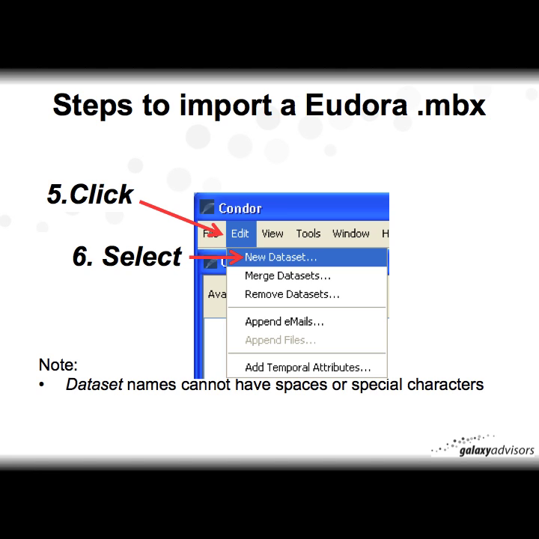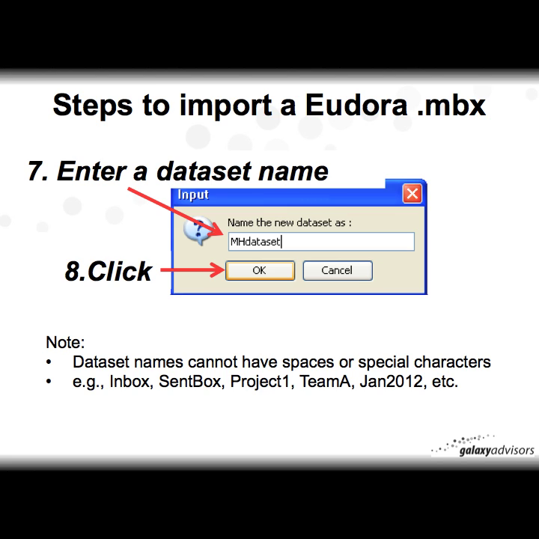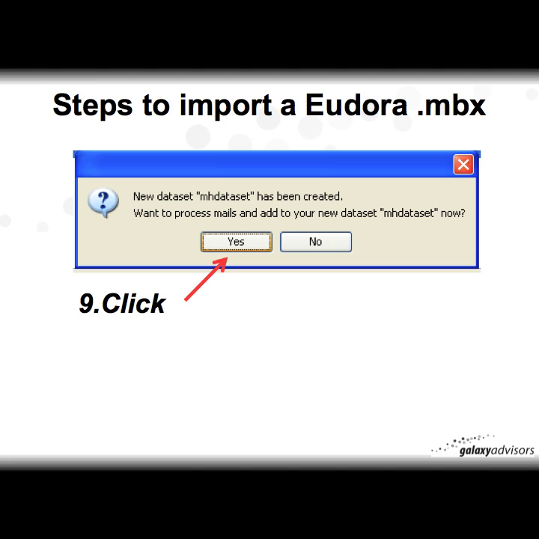The fifth step is to click Edit and select New Data Set. Again, a database can contain several data sets. So data set names, again, cannot have spaces or special characters. So you enter a data set name, such as inbox, sent box, project, team, January, and so on. So you have a lot of flexibility to name your data sets. Then finally, step 8, click OK.